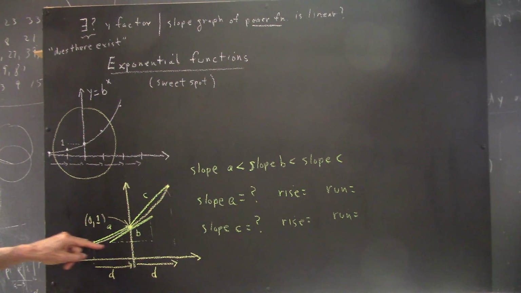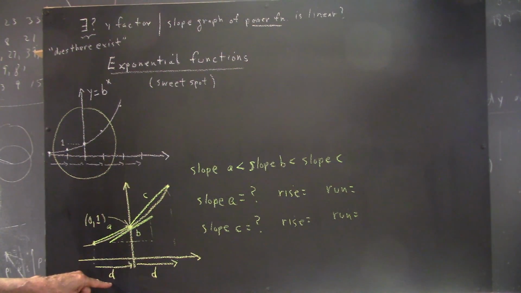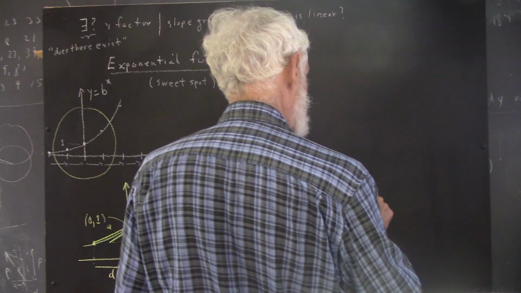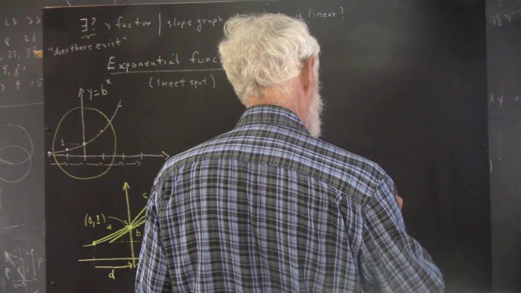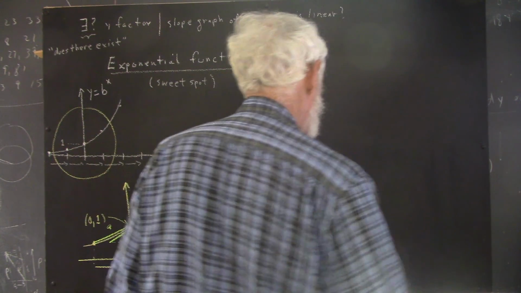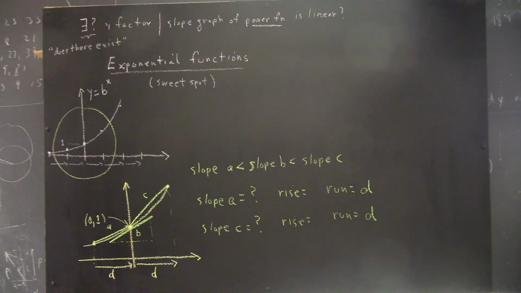Okay, so, well, from here to here, what's the horizontal distance? It's D. So the run in both cases is D. The doubling distance. I've got to come up with a better notation for doubling distance, but haven't been able to think of one that I think would work better for you at this point.